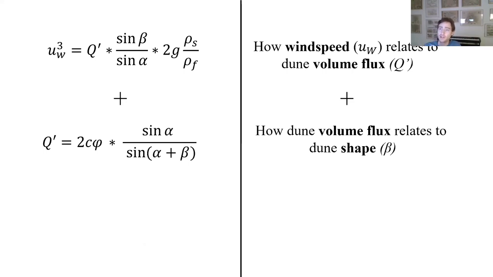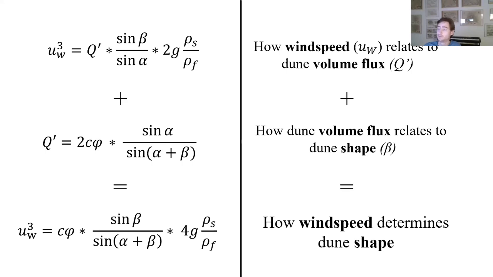So the top equation is the power balance. It shows you how the wind speed is related to the volume flux of the dune. The equation in the center is how the volume flux relates to the dune shape. That's the one we derived in the previous slide. And we can combine these to develop an equation on how the wind speed determines the shape of the dune. Right, and what we see is that the wind speed is related not directly, but within this equation has a factor of speed of the sediment, and it has a trigonometric identity.